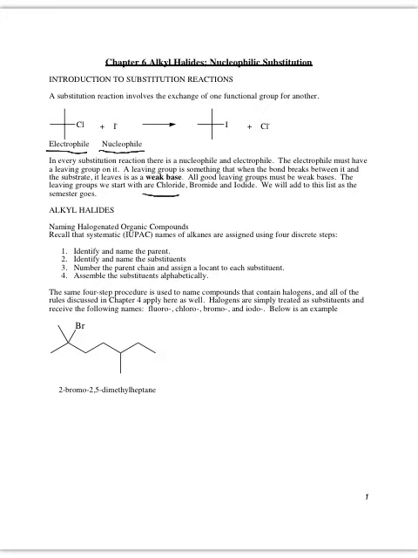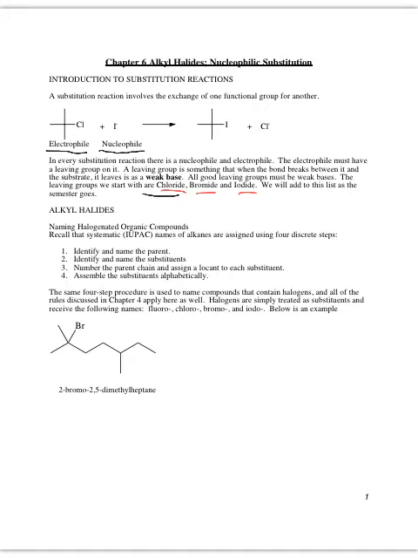So all good leaving groups must be weak bases, and the leaving groups we'll start with are the chloride, the bromide, and the iodide. They're all good leaving groups because they are weak bases, because they're the conjugate base of a strong acid: HCl, HBr, and HI.